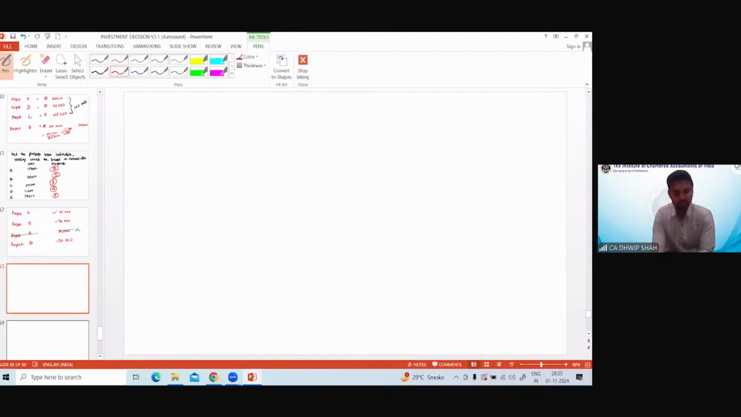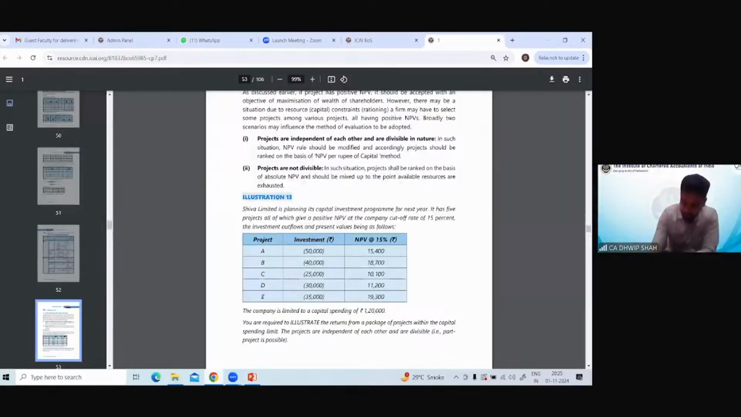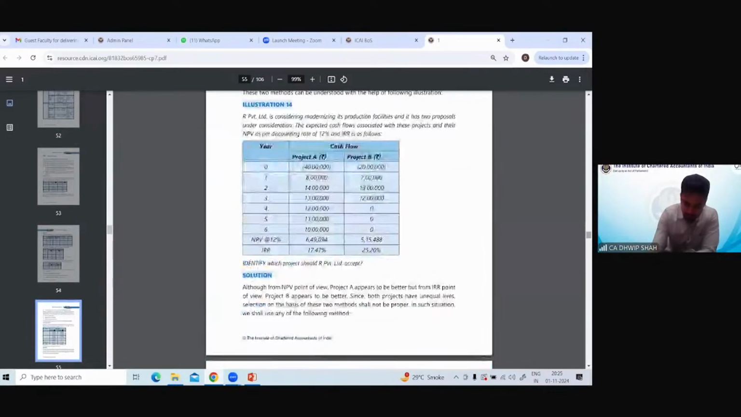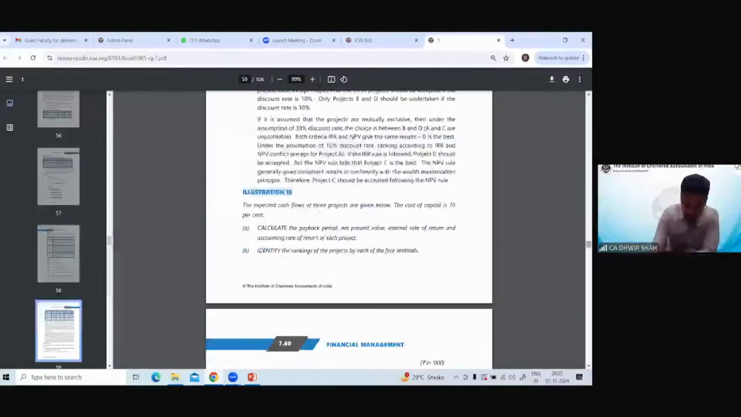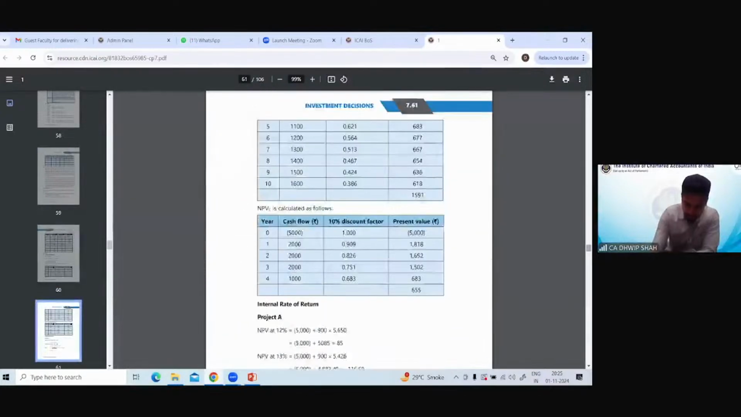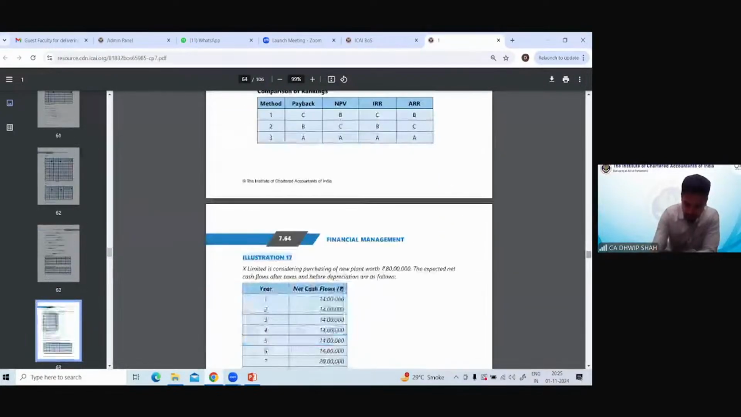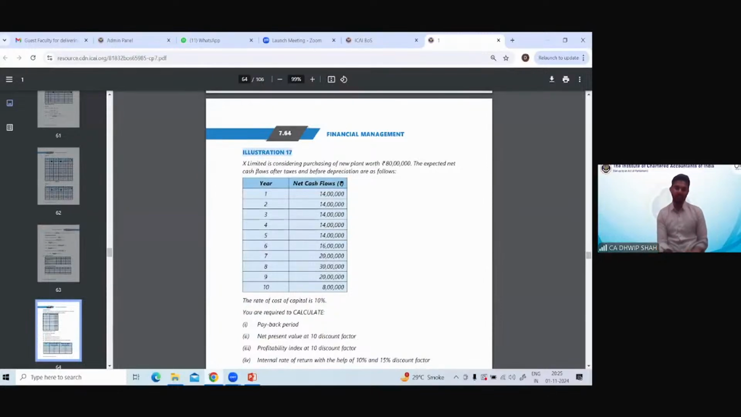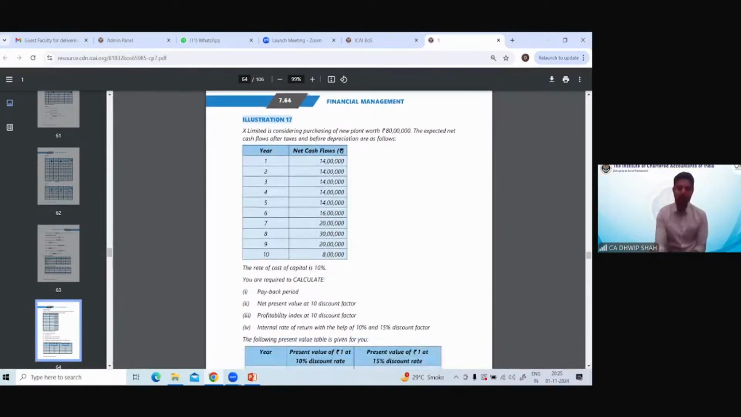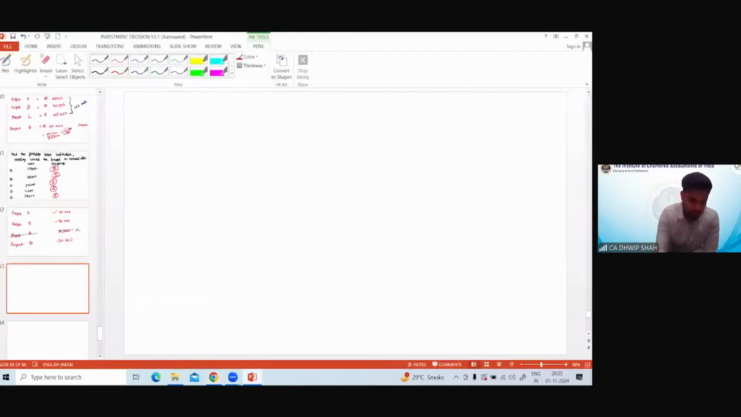Any questions? Would you want to solve illustration number 17 of the module, because it covers all the major techniques. It will help you in revising all the techniques. See, they have asked payback period, NPV, profitability index, and IRR. NPV and profitability index are very simple. NPV is PVCI minus PVCO. Profitability index is PVCI divided by PVCO. So would you want to try this question?